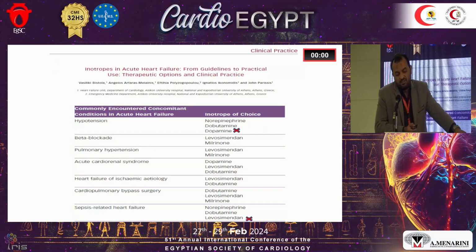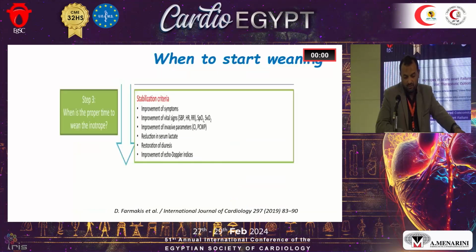In specific situations, you have to choose your inotrope or vasopressors. First of all, for a patient on beta blocker, levosimendan and milrinone will be better. If the patient has pulmonary hypertension, levosimendan and milrinone will also be better. If the patient has heart failure with ischemic etiology, dobutamine can be added. Cardiopulmonary bypass, if vasoplegia, you can add milrinone, dobutamine, or levosimendan or vasopressin. Sepsis related heart failure, norepinephrine is the drug of choice with dobutamine.